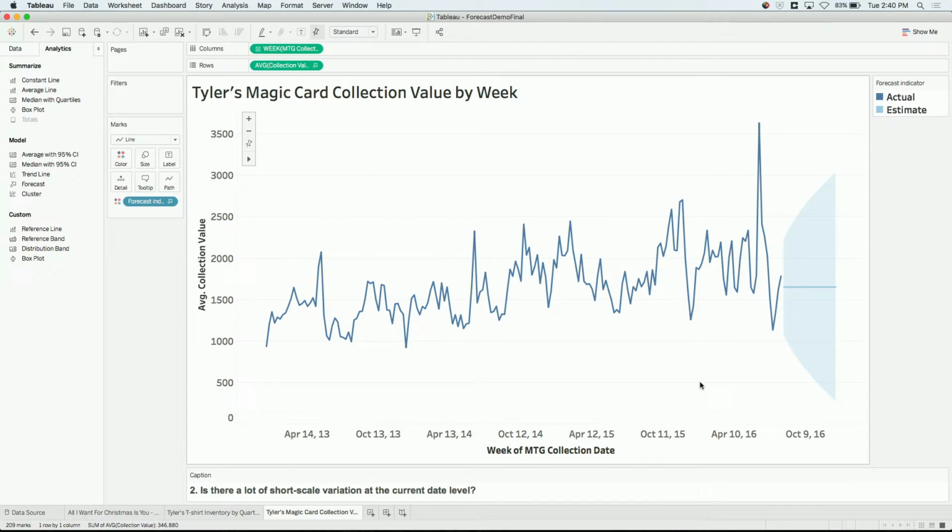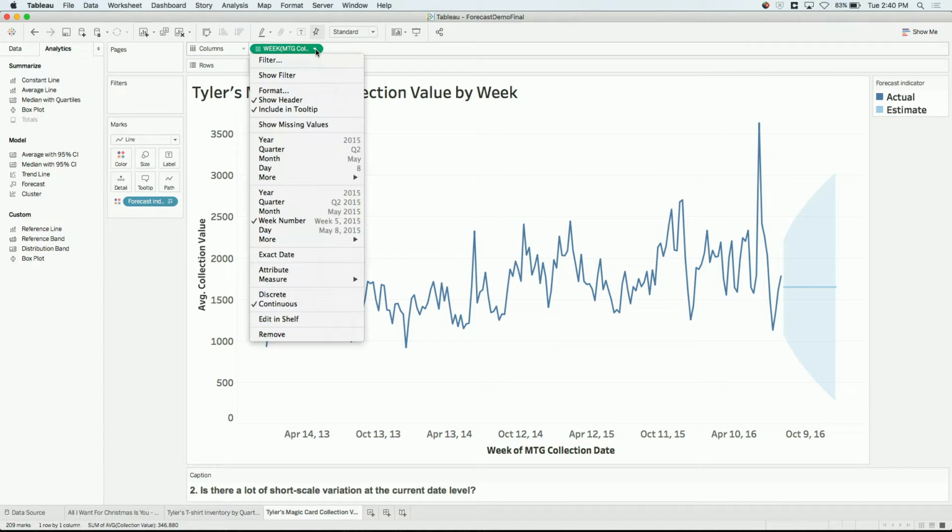The reason I think that is because notice how spiky my data is. Sometimes, if you have a lot of short-scale variation at the current date level, that might throw off your forecast. I really only care about the long-term value of my magic card collection, of course. So I can try to aggregate from week to month to try to smooth out some of that variation and maybe get a better forecast. Okay, so I'm just going to go from week to month.